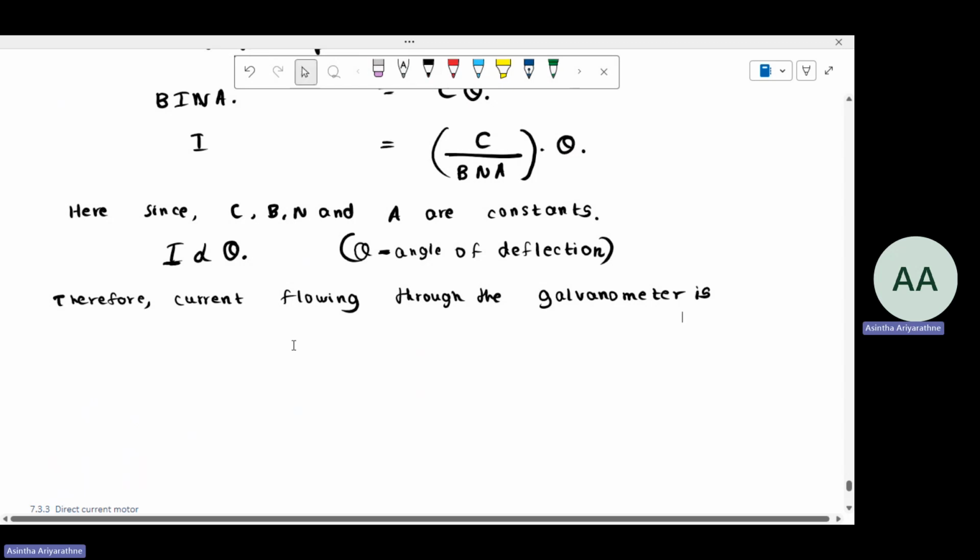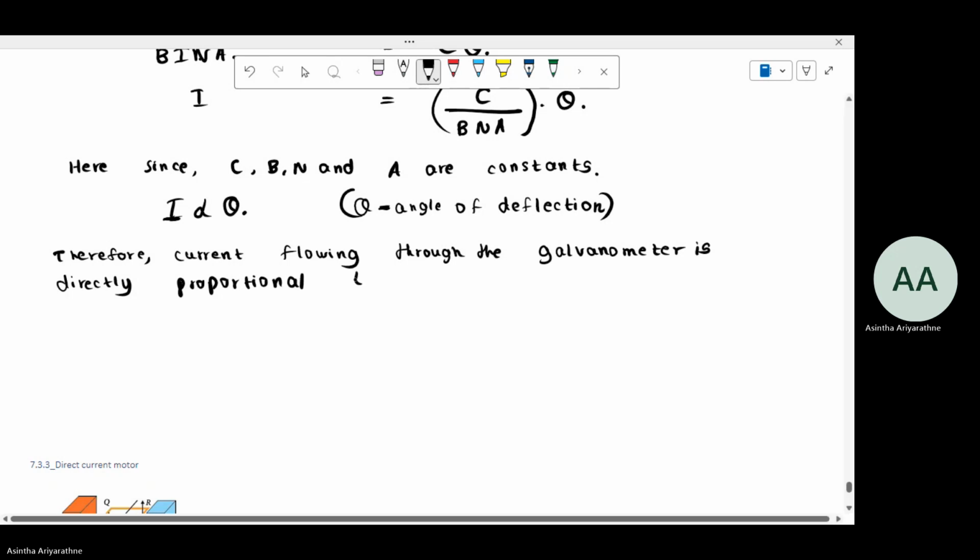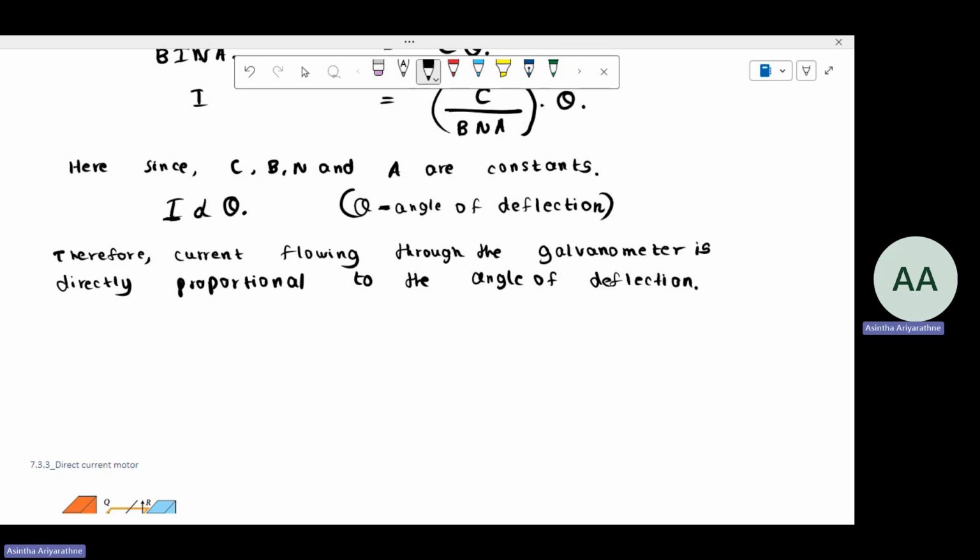Current flowing through the galvanometer is proportional to the angle of deflection. Therefore, this galvanometer could be used to measure current as well as be modified to measure voltage as well.